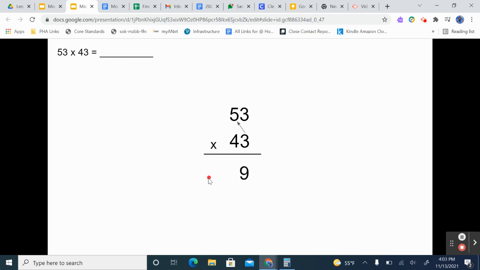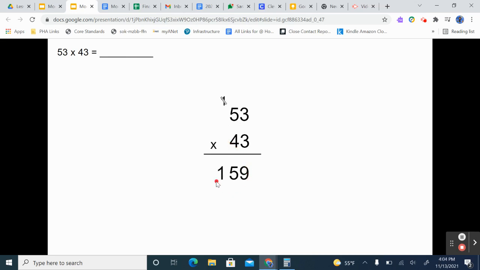Next, we're going to multiply by the tens place. So we're going to multiply 3 times 5, which is 15. So we place the 5 in the tens place, regroup the 1 to the hundreds place. Since there are no hundreds in the number that we're multiplying, we're going to bring the 1 down to the hundreds place in our product.